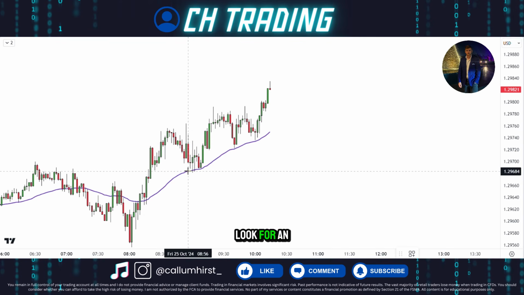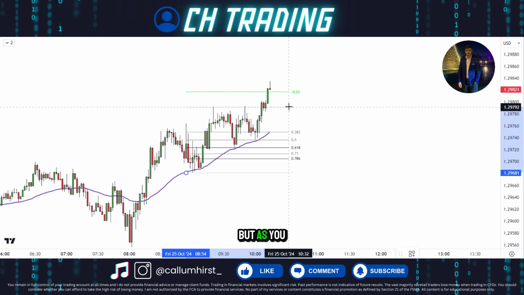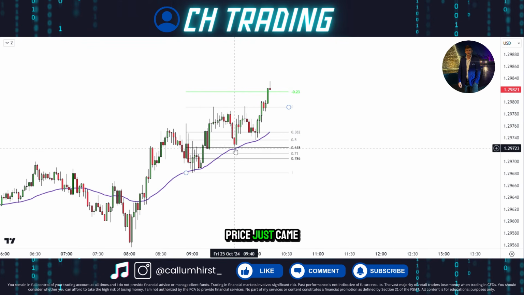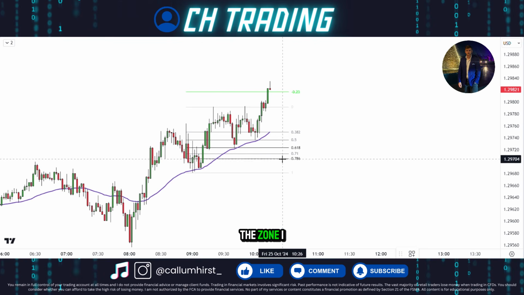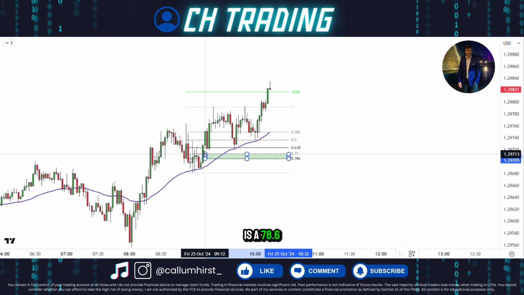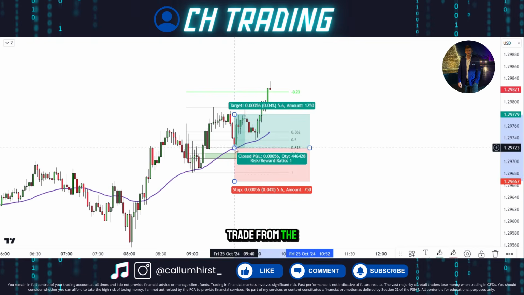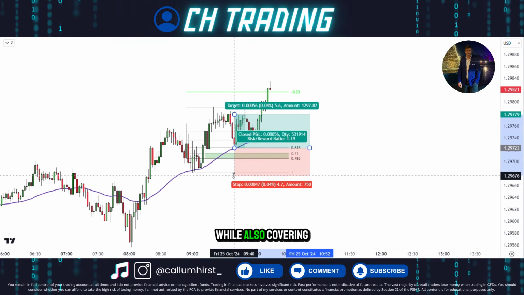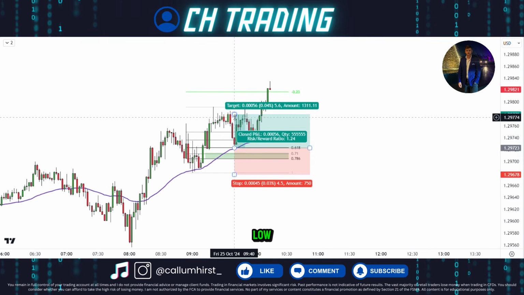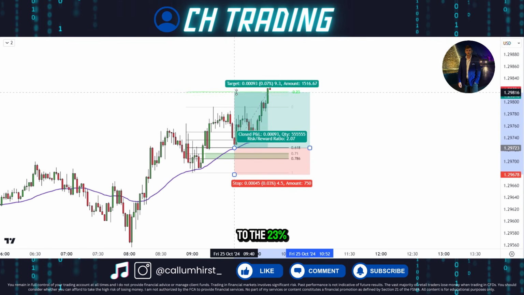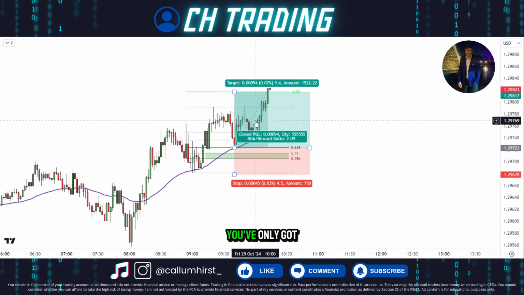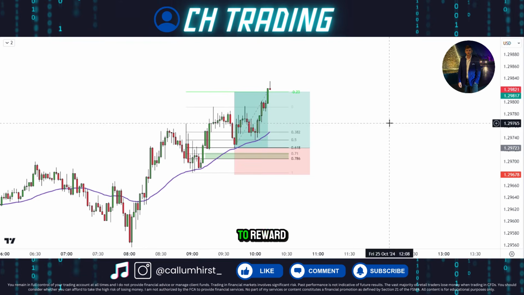I was going to look for an entry here, but as you can see, price just came down to the 61 level and bounced off, whereas the zone that I like to trade from is the 78.6 and the 71% level. Why do I look to trade from those levels? Well, I'll explain visually. If I was to take a trade from the 61.8 while also covering the last previous low and taking profits to the 23% extension level, you've only got about a 2-to-1 risk to reward.